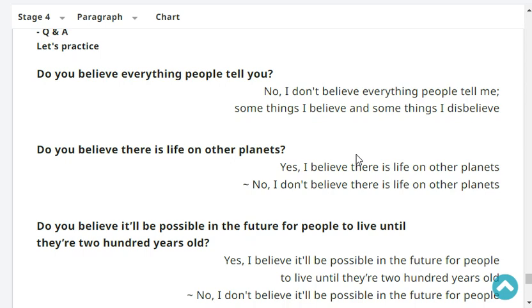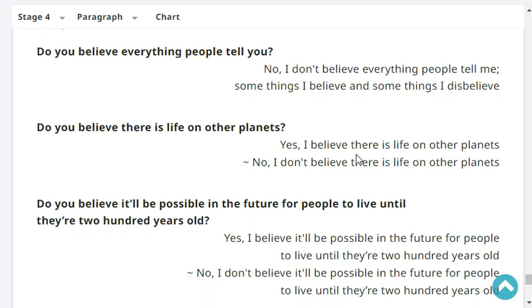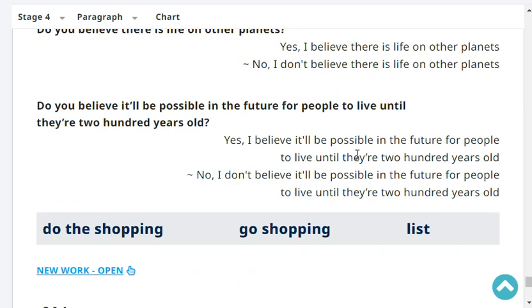Do you believe there is life on other planets? Yes or no? Yes, I believe there is life on other planets. Do you believe it will be possible in the future for people to live until they're 200 years old? Yes or no?